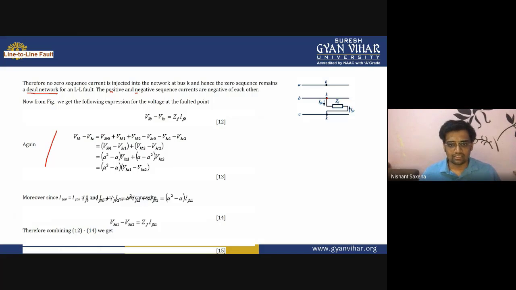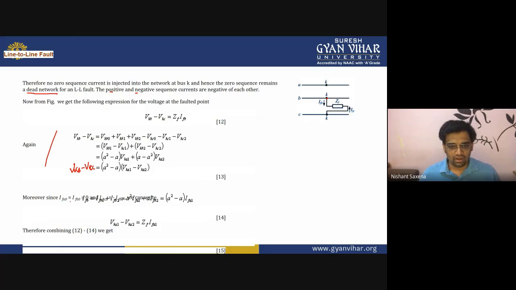Now we know that since this is a fault, VKB0 and VKC0 will be equal to 0. So therefore we will get VKB minus VKC equal to alpha square minus alpha into VK1 minus VK2. Let us call this equation number 13 now.